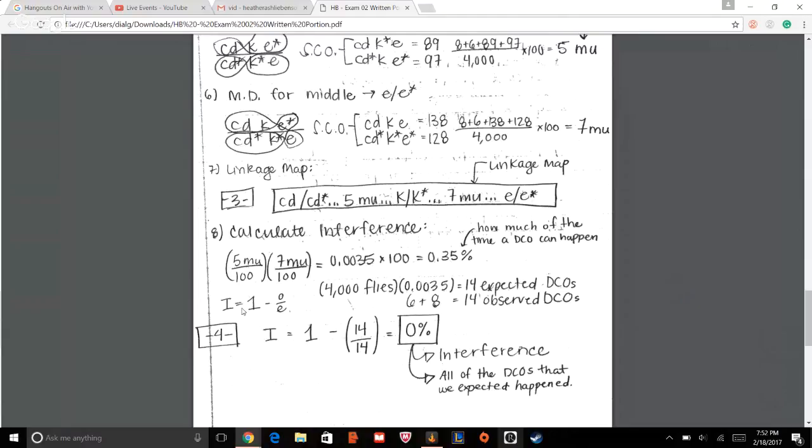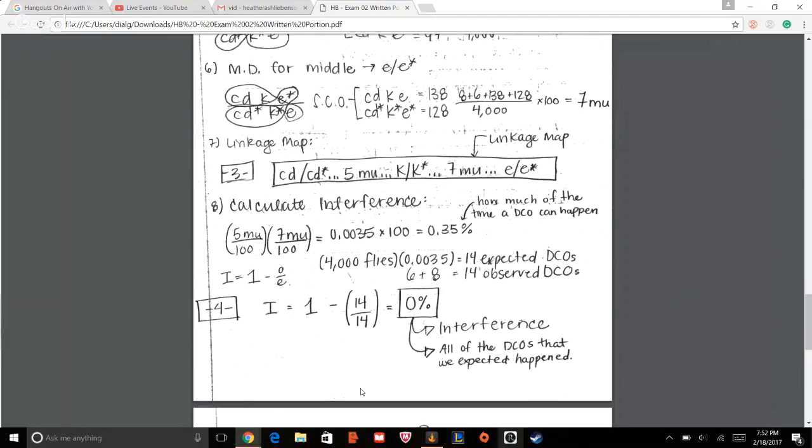So the interference value, interference equals 1 minus observed over expected double crossovers. So we have interference equals 1 minus 14 over 14. Now 14 over 14 is just 1, so 1 minus 1 is 0. So the interference value for this is 0%, which is the answer to part 4. And this means that all of the double crossovers that we expected to happen did happen. And so that is it for this problem.